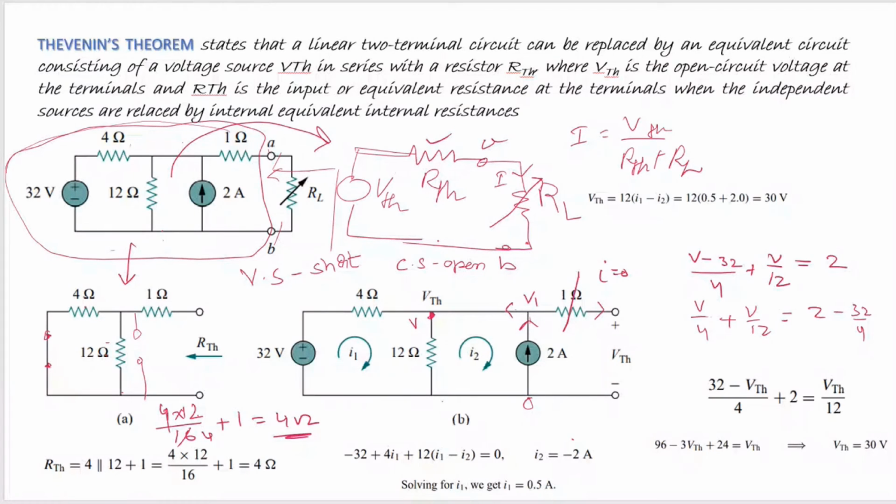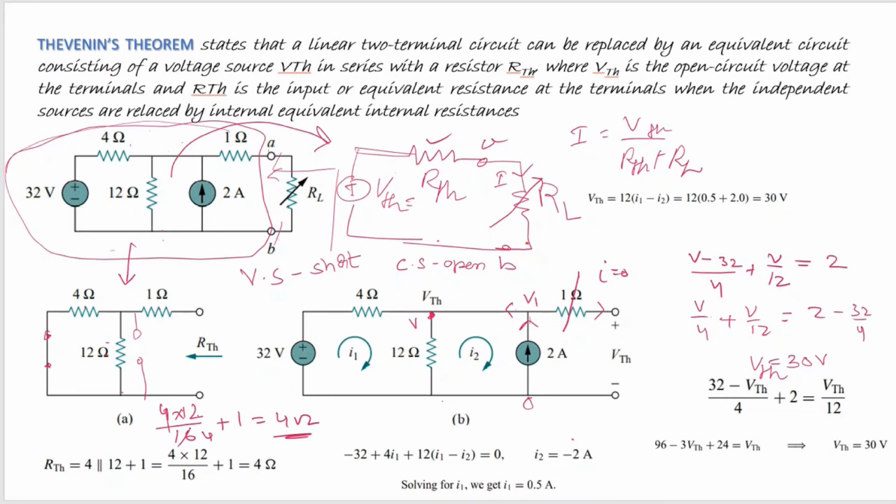Is anybody solving the problem or not? V is equal to 30 volts. So V is nothing but your VTH. So VTH is equal to 30 volts.